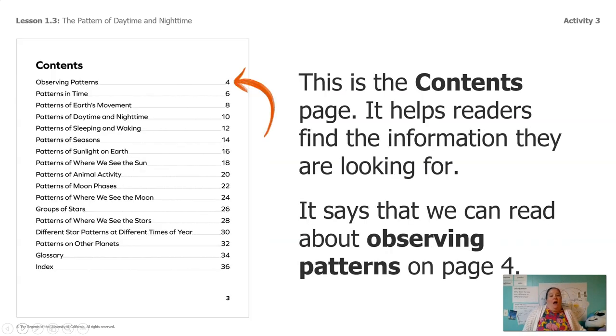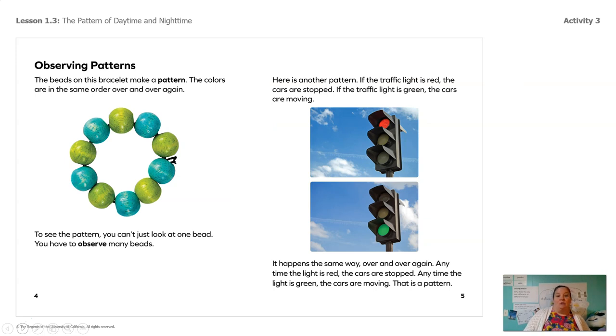So I'm gonna look in the table of contents and look at the very beginning of this book on observing patterns. And I'm gonna read this to you. I gotta put on my glasses though, here I come. Observing patterns. The beads on this bracelet make a pattern. The colors are in the same order over and over again. To see the pattern, you can't just look at one bead. You have to observe many beads.